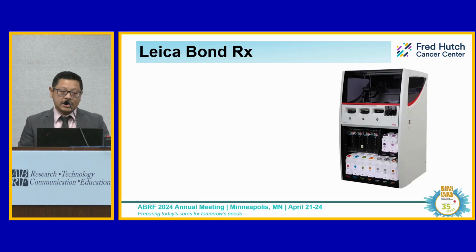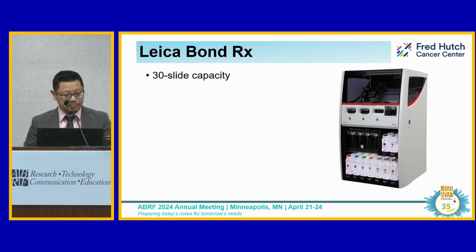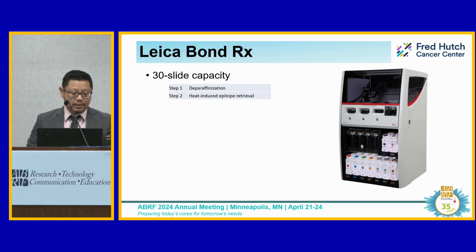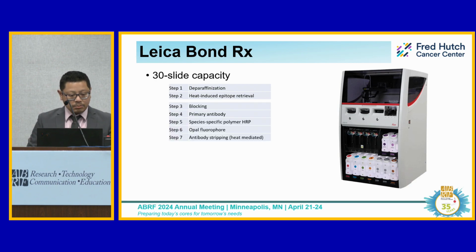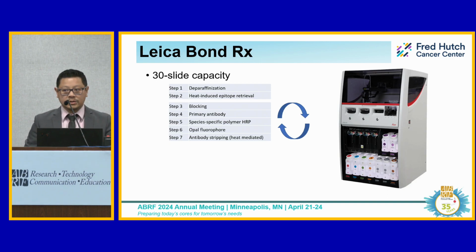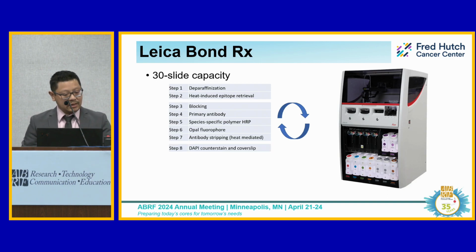We do all of our staining on the Leica Bond RX. It has a 30-slide capacity. And our general protocol is to do deparaffinization and heat retrieval. Then we'll do some blocking steps, antibody incubation, polymer, and then our Opal fluor. And then we do an antibody stripping step, which strips the antibody and the polymer. And we repeat that for as many antibodies as we want to do for our multiplex. At the very end, we unload it, we do a DAPI counterstain, and we coverslip.